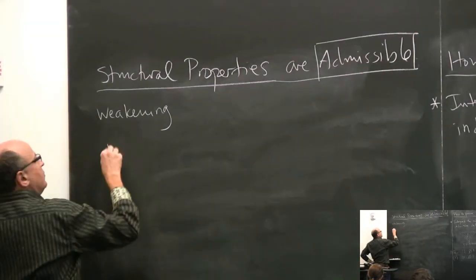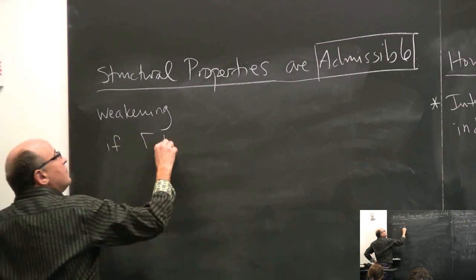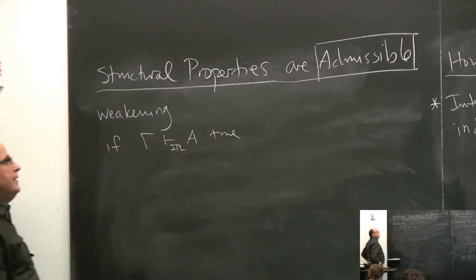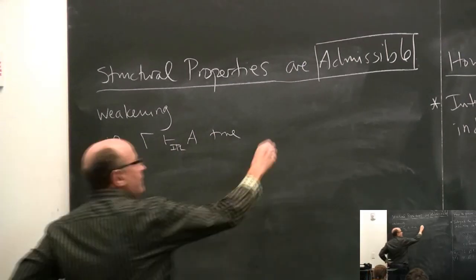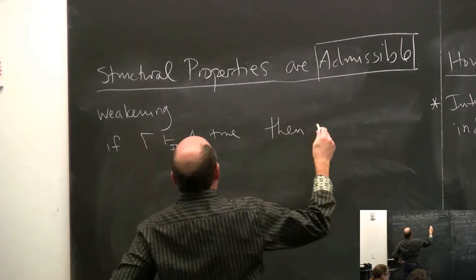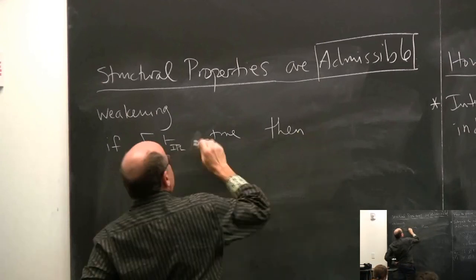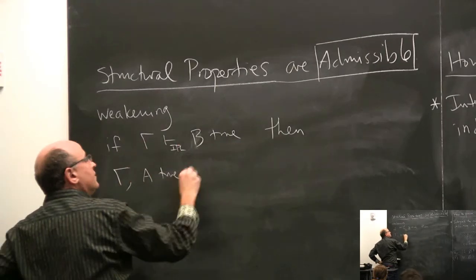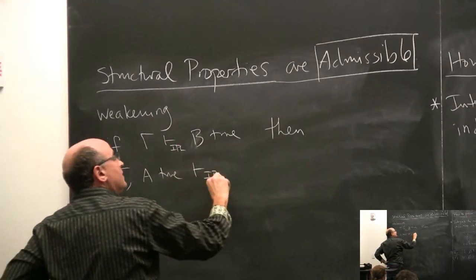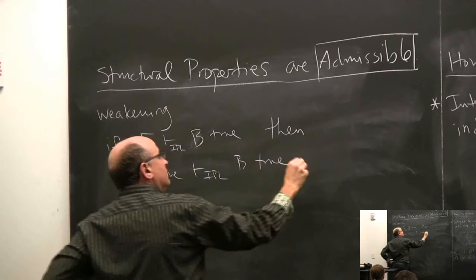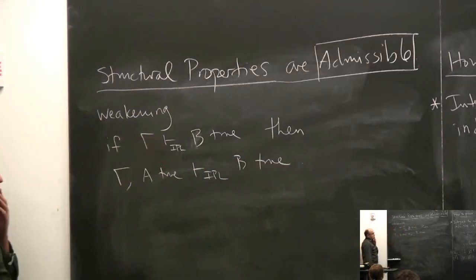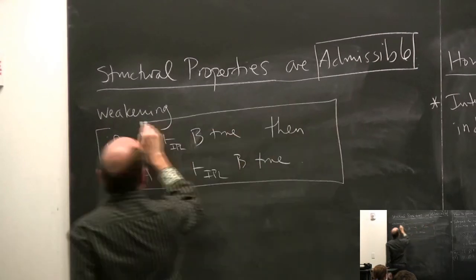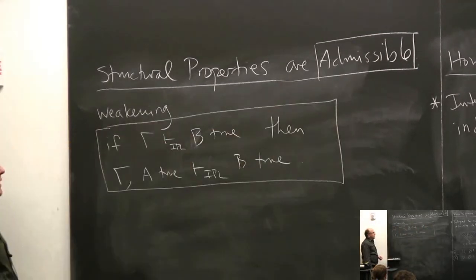Like weakening is admissible. What I say is if you can derive A true using the rules of IPL, let me just write it there to emphasize the ones I gave you, then, let me call it B, then I can also derive, in the presence of an additional assumption, that B is true, with A being around, where A is a proposition. So it's stated like this. That's called admissibility.